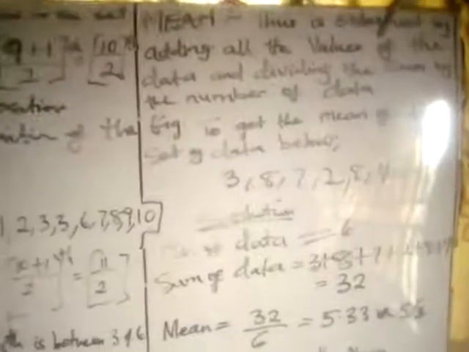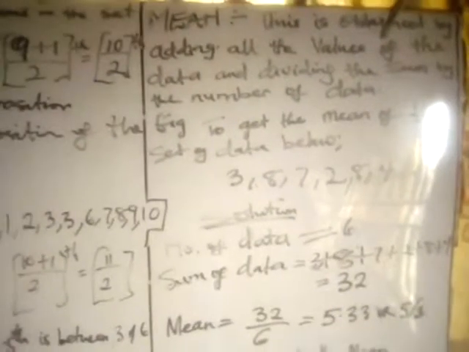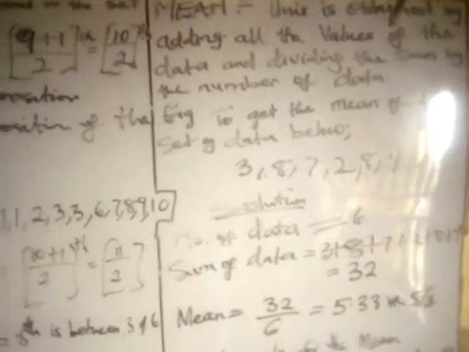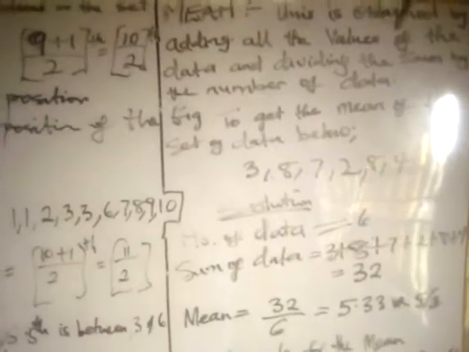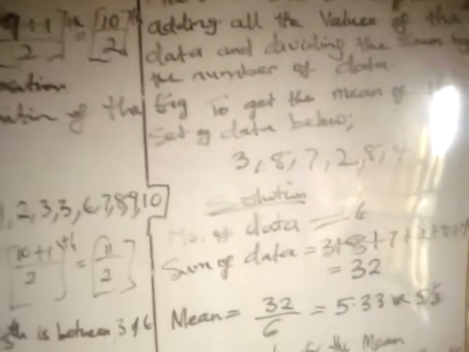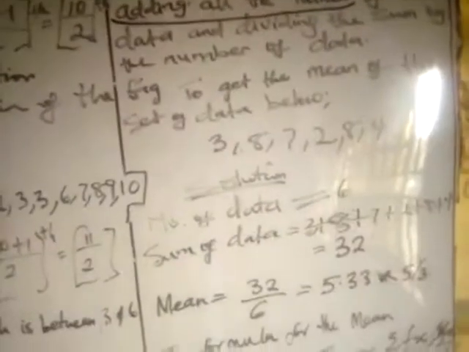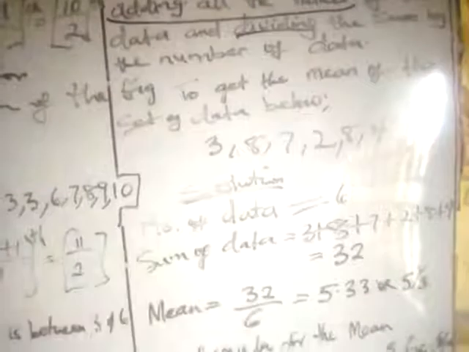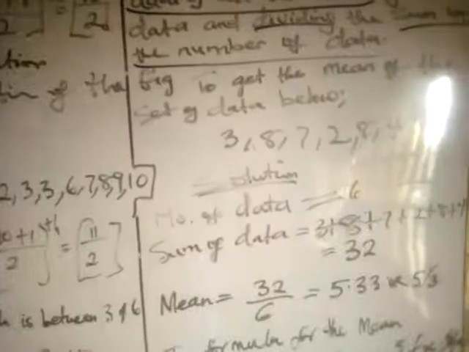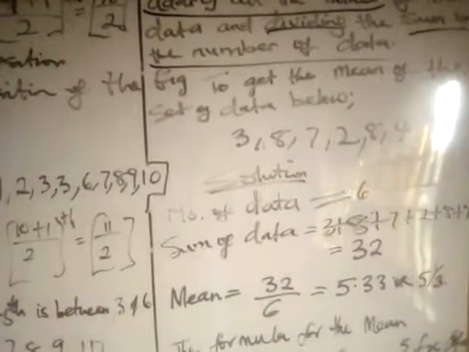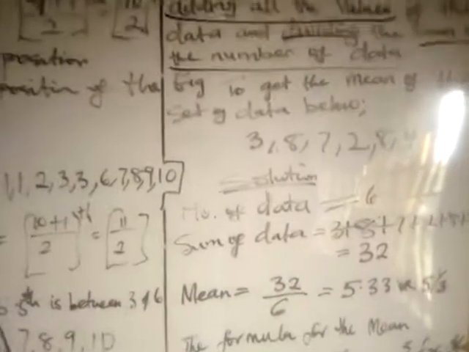This is obtained by adding all the values of the data and dividing the sum by the number of the data. So what do you need to do? The first thing you need to do to get the mean of any data set is to first of all add all the values. Then what do you do next? You divide the sum by the number of data.